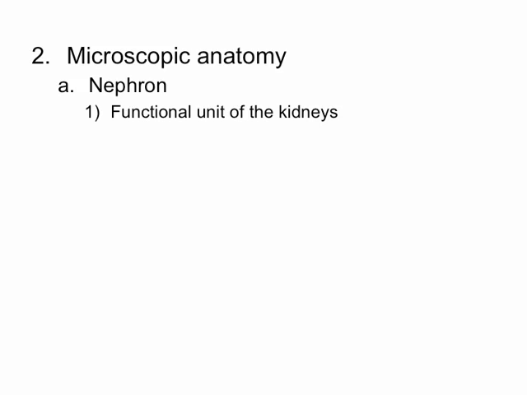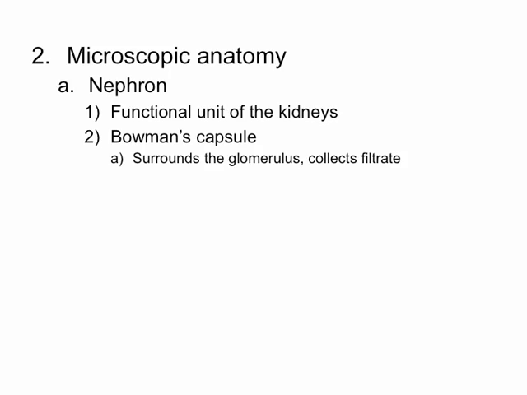Now, the microscopic anatomy of the kidney involves a structure called the nephron. This is the functional unit of the kidney, or in other words, this is where all of the filtration is taking place. The first part is something called Bowman's capsule. This surrounds a ball of capillaries called the glomerulus.